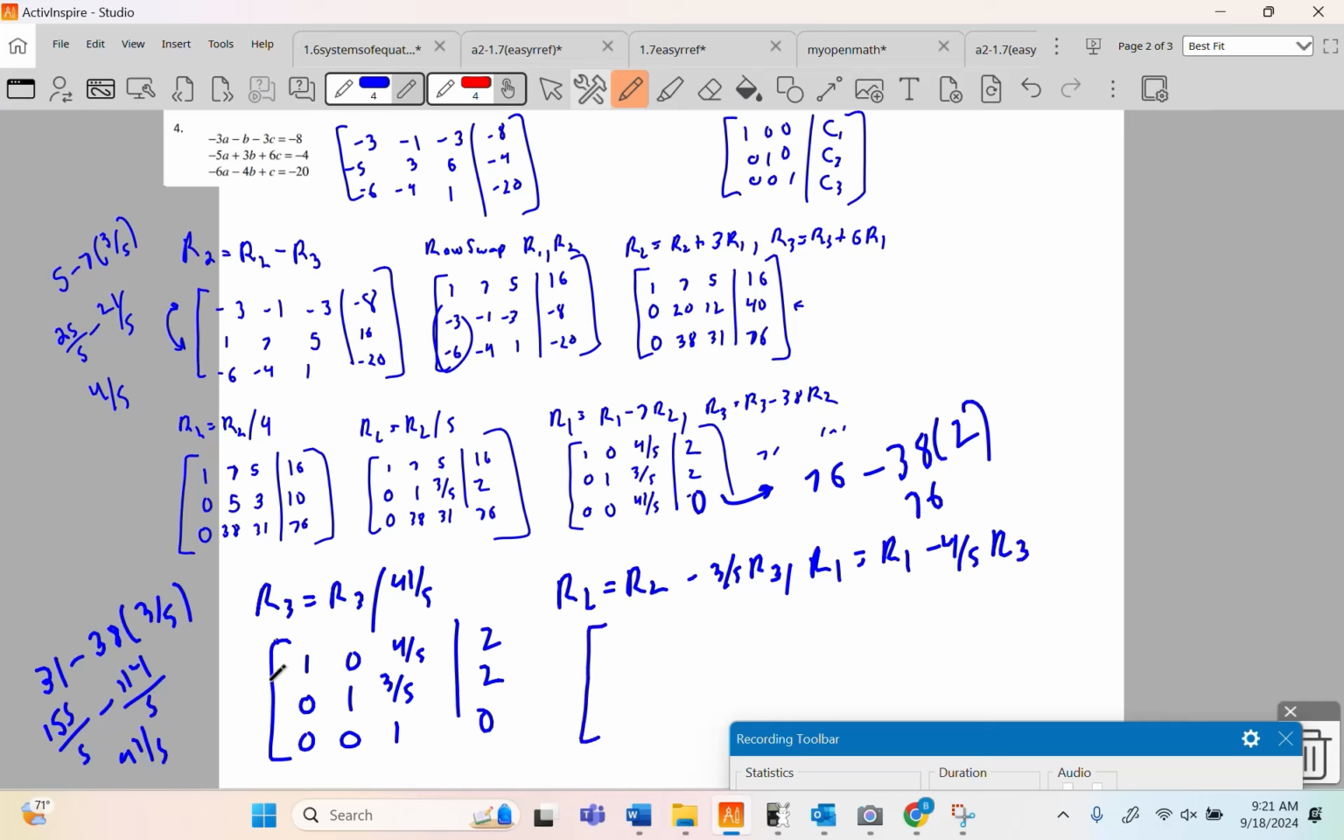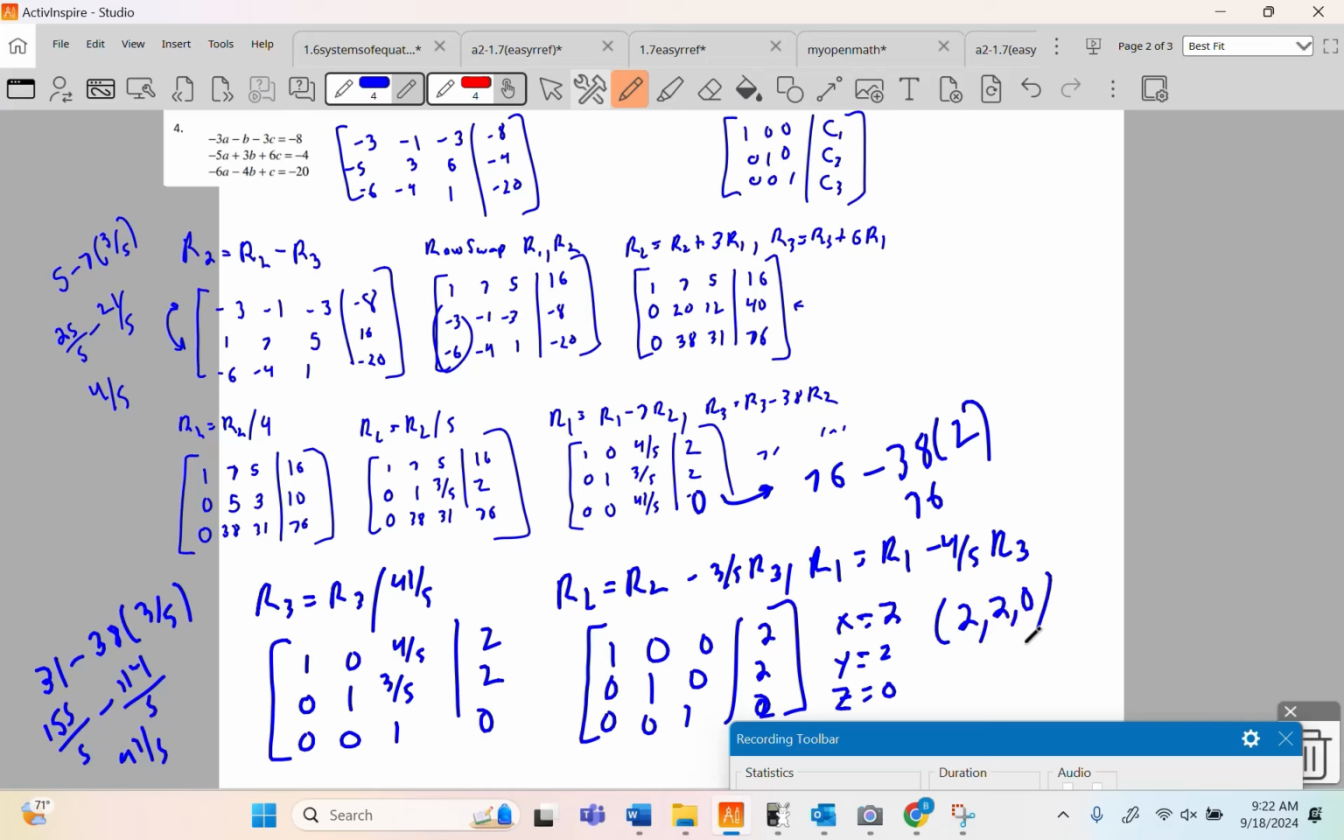So 1 minus 4 fifths of 0 is still 1. 0 minus 4 fifths of 0 is still 0. 4 fifths minus 4 fifths of 1 is 0. 2 minus 4 fifths of 0 is 2. 0, 1, 3 fifths minus 3 fifths is 0. 2 minus 3 fifths of 0 is still 2. 0, 0, 1, 2. Simple mistake. I'm sorry, 0 in arithmetic. And here's our answers. X is 2, Y is 2, Z is 0. So the ordered triple, 2, 2, 0.